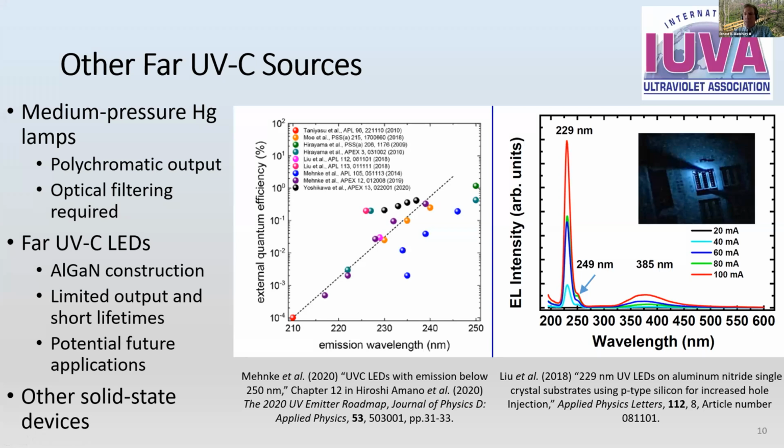Among the problems that exist with these is that they're relatively limited in terms of their output, and they have fairly short lifetimes. So for the time being, they're probably not practical. There are other solid state devices that exist, but for practical purposes, far UVC radiation really focuses on Krypton chloride lamps. So for the rest of what we're going to be presenting here, the information will relate directly to those Krypton chloride lamps and their output.